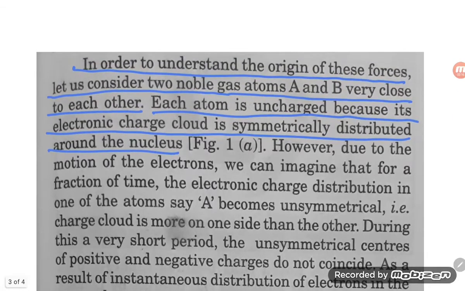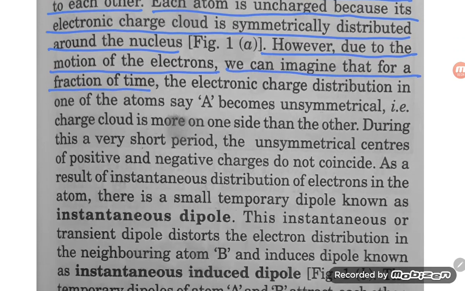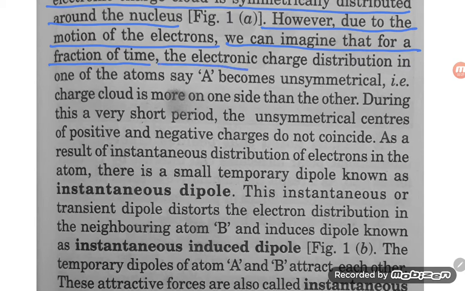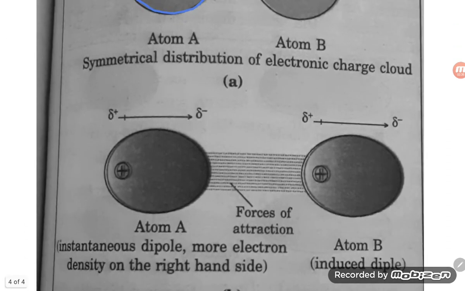Similarly, they are saying another statement. However, due to the motion of the electrons, we can imagine that for a fraction of time the electronic charge distribution in one of the atoms, say A, becomes unsymmetrical. That is, the charge cloud is more on one side than the other. Electrons are on the right side and the nucleus on one side, so in one atom a dipole is formed.